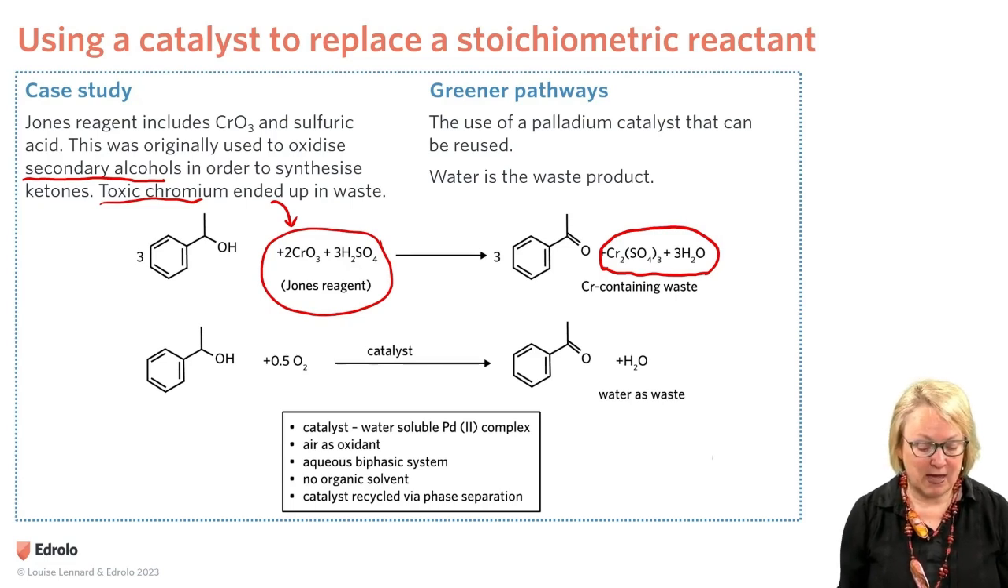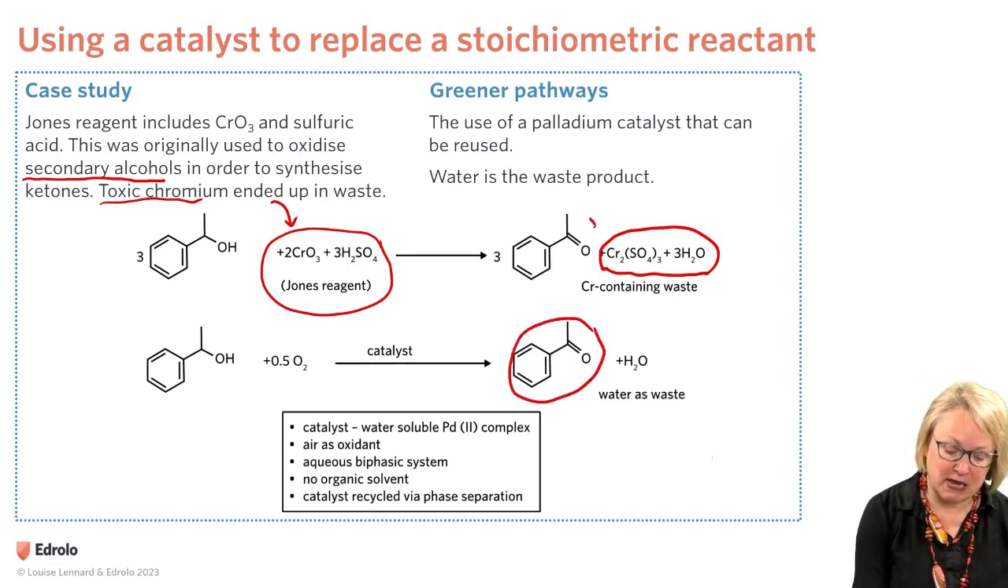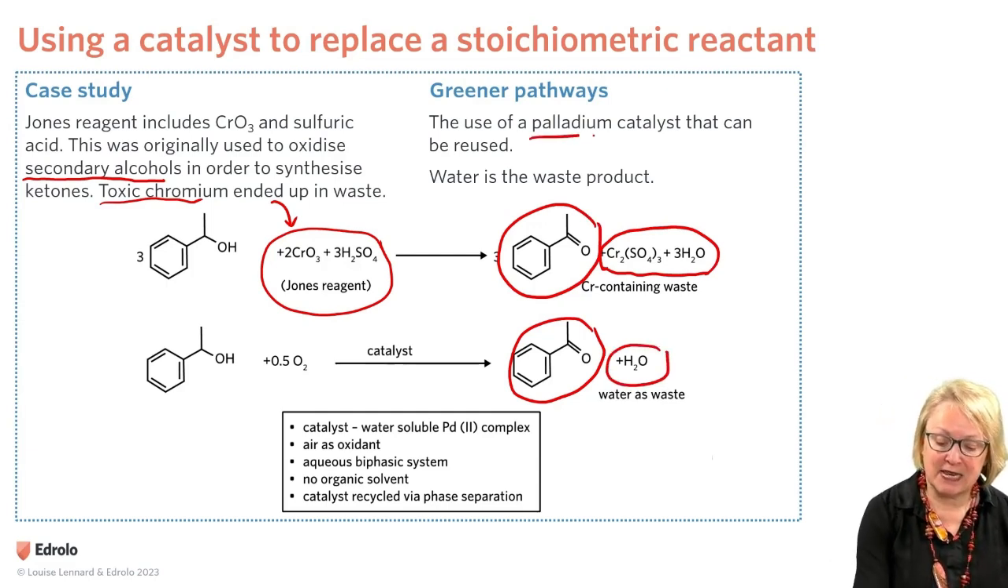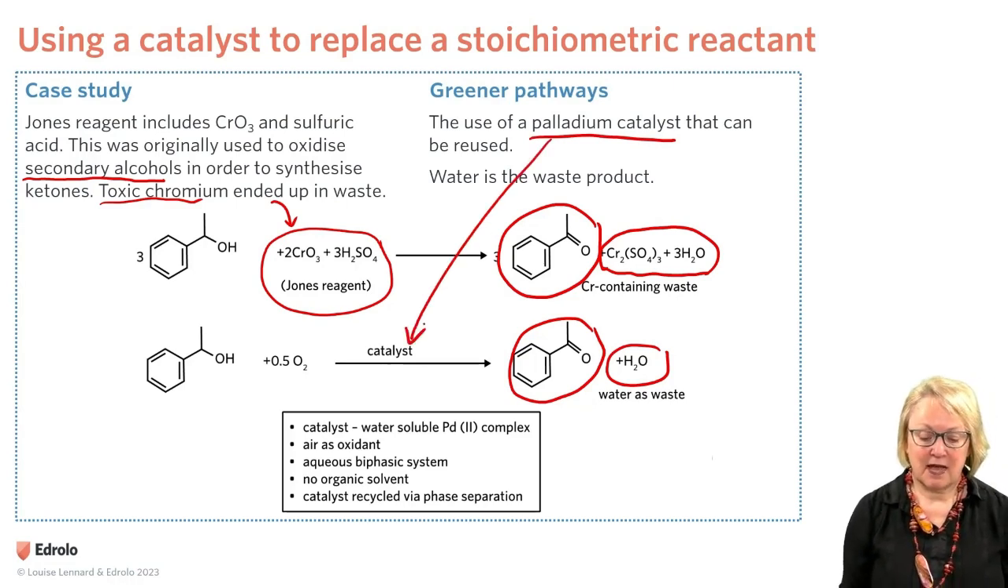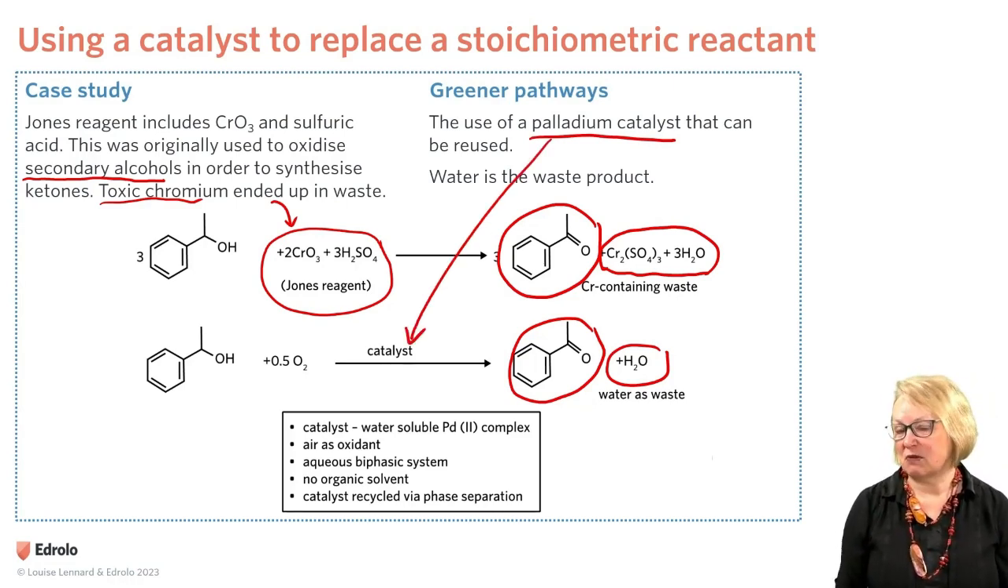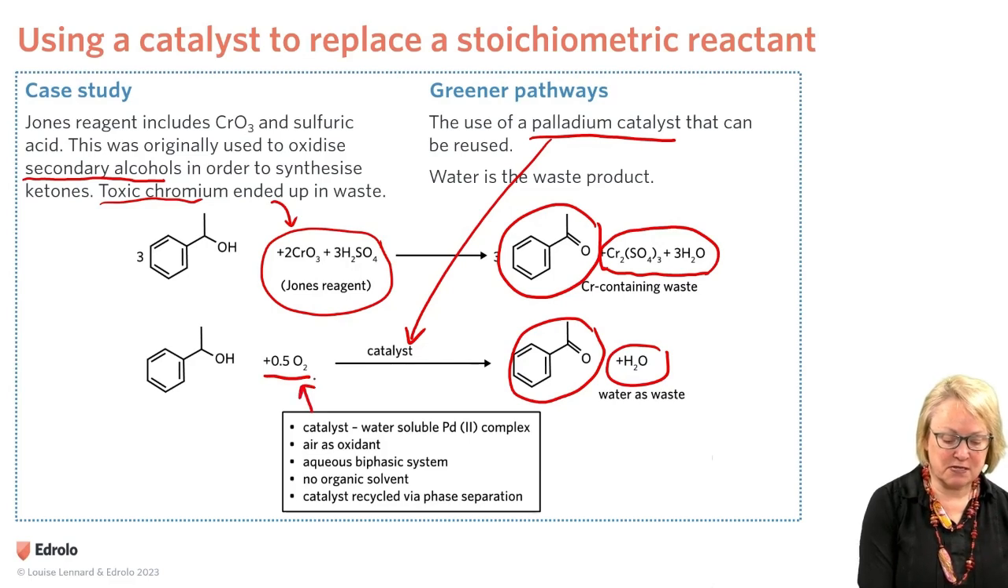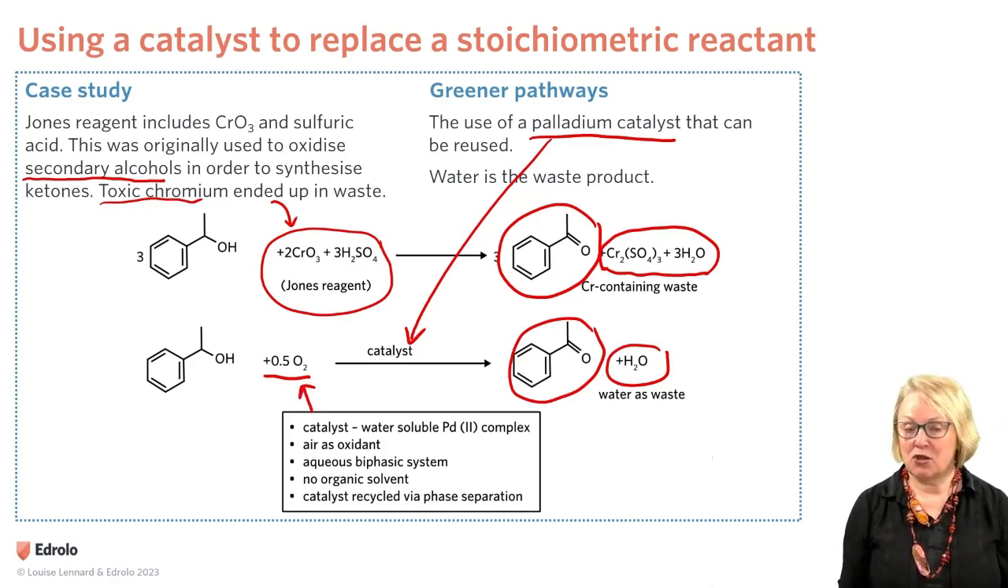A greener pathway ended up with the same desired product, but just with water as waste. And that's by using a palladium catalyst that can be reused. And having water as a byproduct is much safer and a much better atom economy than having toxic chromium waste. So the catalyst is a water-soluble palladium-2 complex. Air is used as the oxidant. No organic solvent is required, and the catalyst is recycled via phase separation.